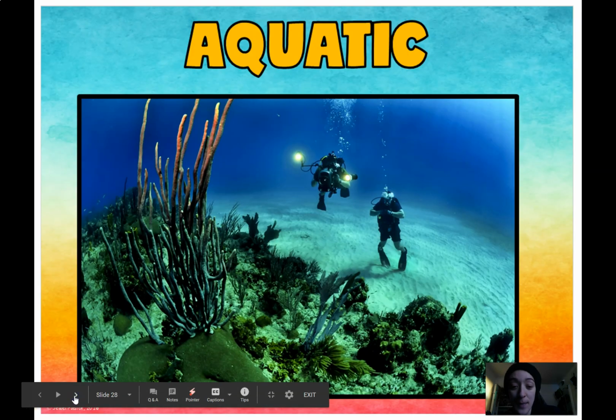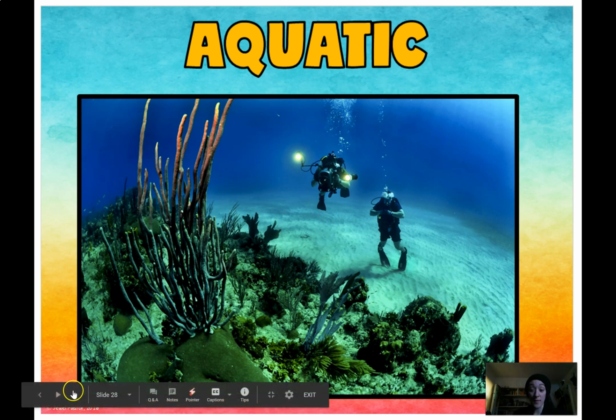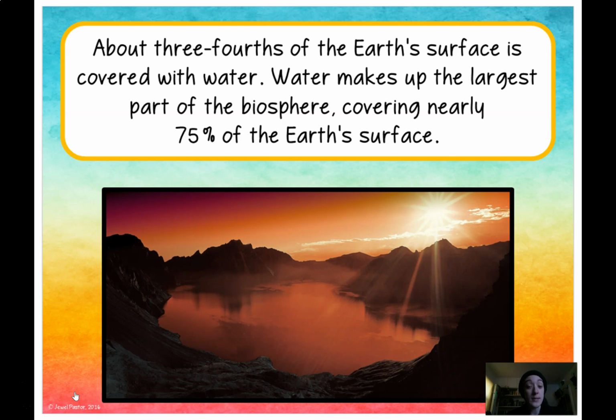All right, and the last biome of our 5 is the aquatic biome. The aquatic biome is the one that covers most of our planet because it includes the ocean. So about 3/4 or 75% of Earth's surface is covered with water. Water makes up the largest part of the biosphere, or we call it the hydrosphere, right? It makes up its own sphere, and it covers nearly 75% of the Earth's surface.